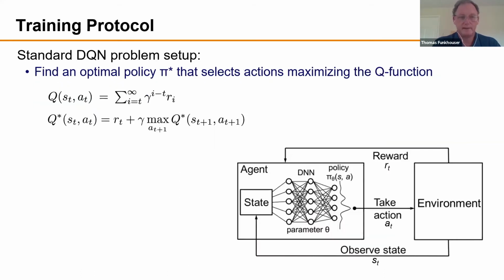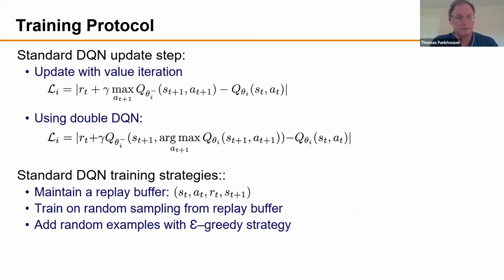Okay, and then we train the system in the usual DQN setup, where our goal is to find a policy that selects the actions that maximize the Q function. The Q function is expected future reward plus the current reward. We use very standard value iteration updates with double DQN, and then we train it using a replay buffer with 10,000 states in the replay buffer. And we use greedy strategies for random examples or generalization.